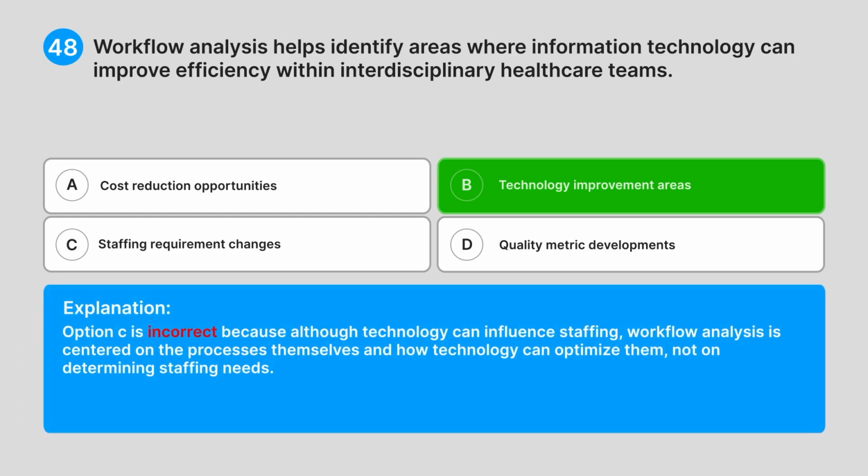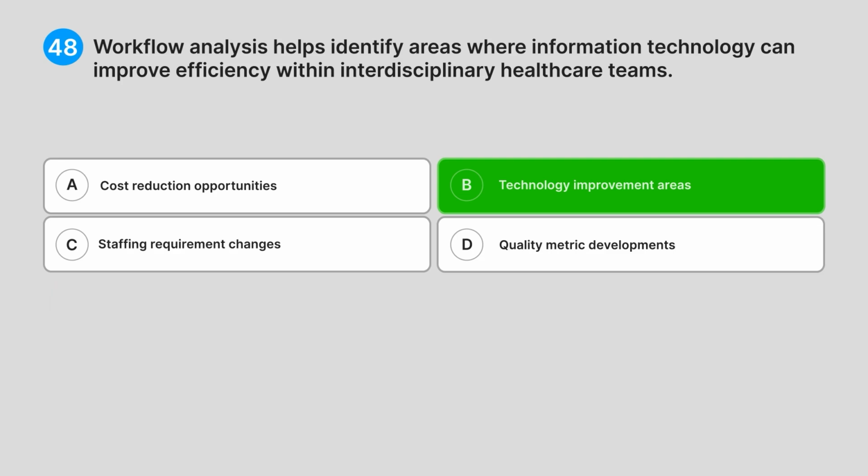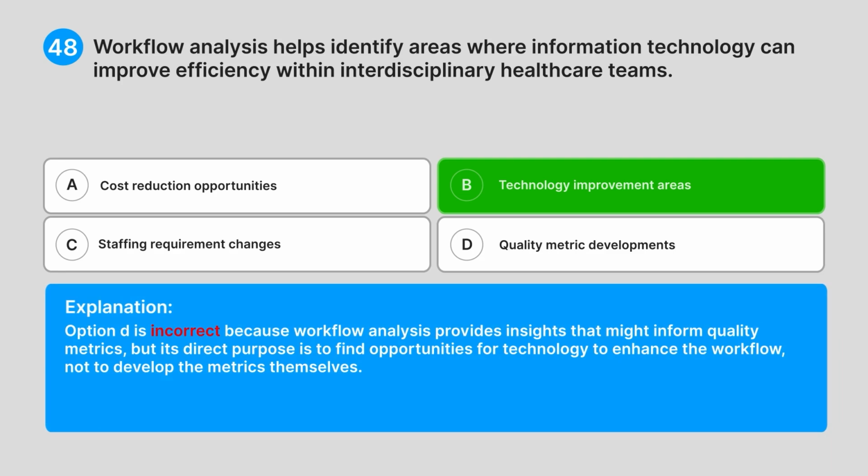Option C is incorrect because although technology can influence staffing, workflow analysis is centered on the processes themselves and how technology can optimize them, not on determining staffing needs. Option D is incorrect because workflow analysis provides insights that might inform quality metrics, but its direct purpose is to find opportunities for technology to enhance the workflow, not to develop the metrics themselves.